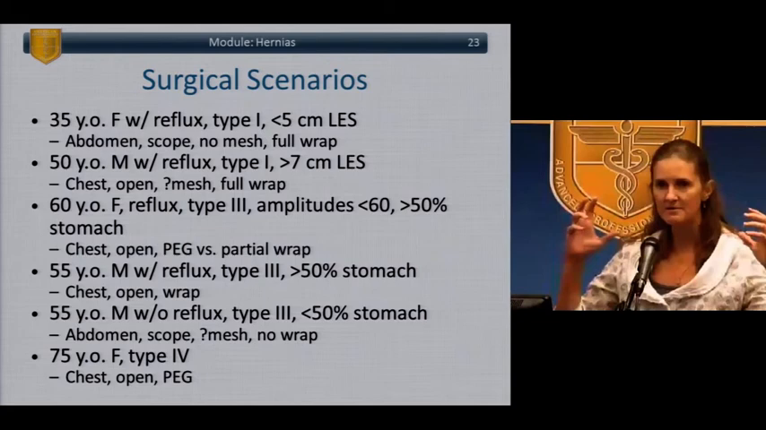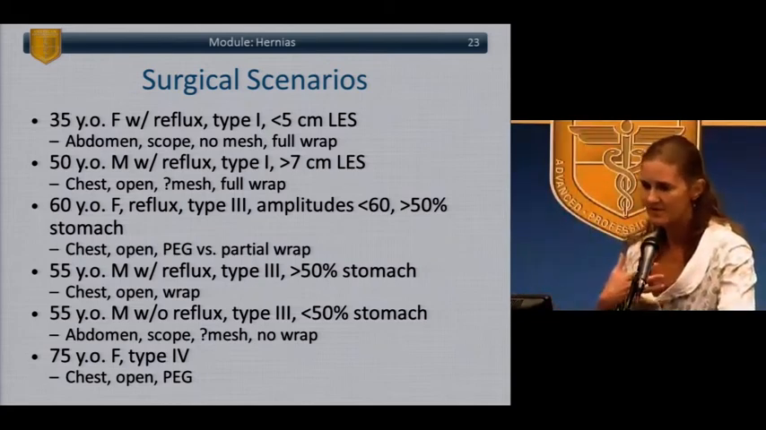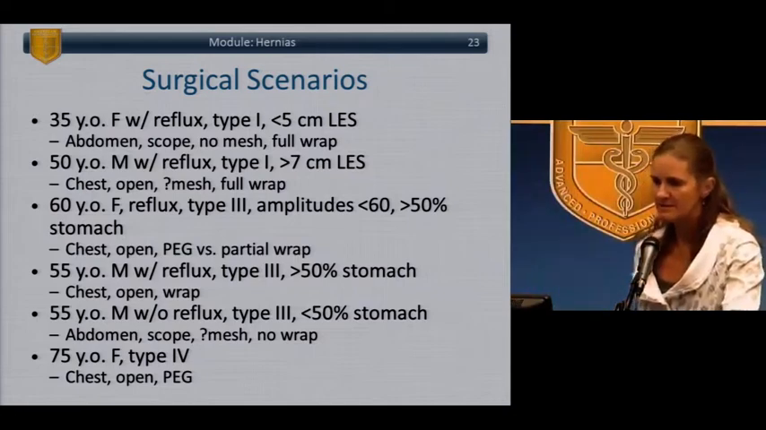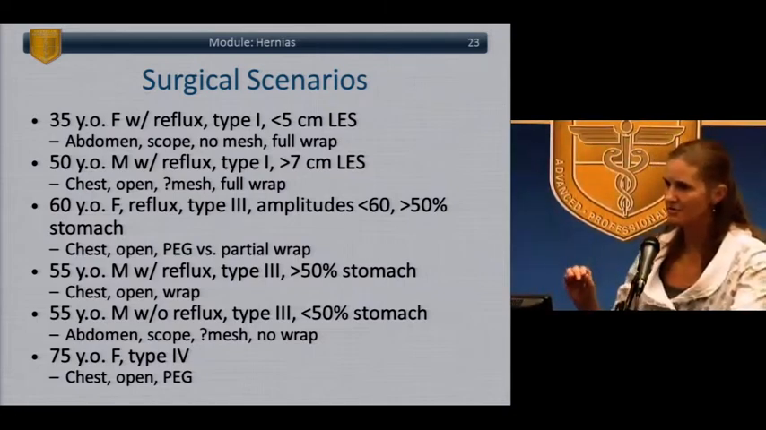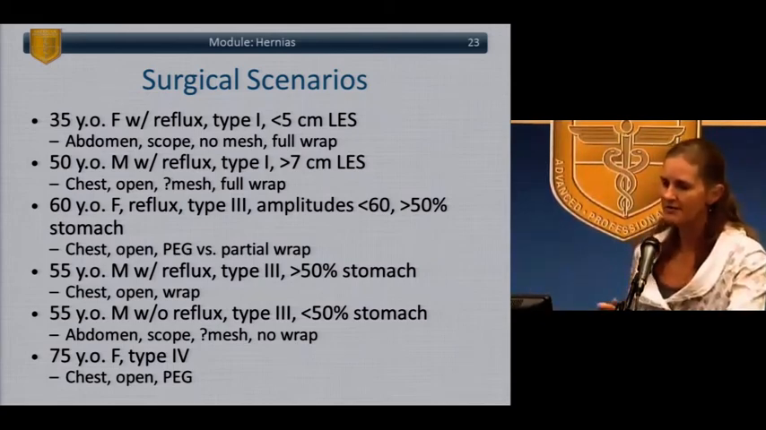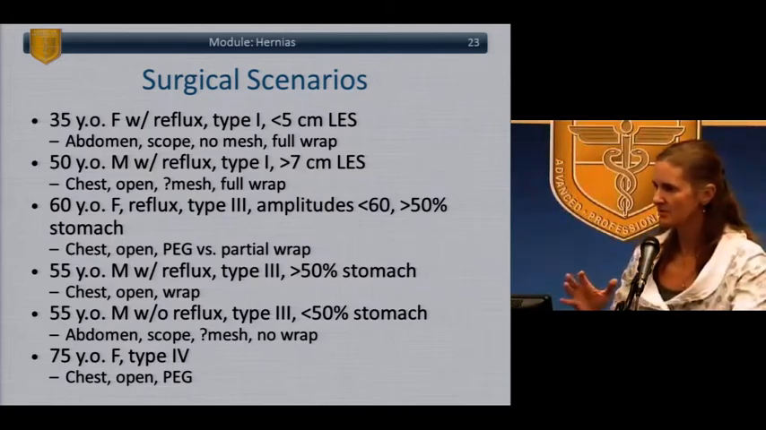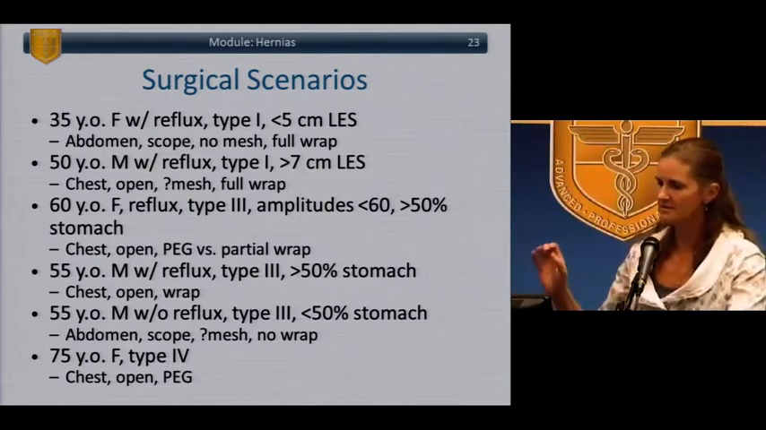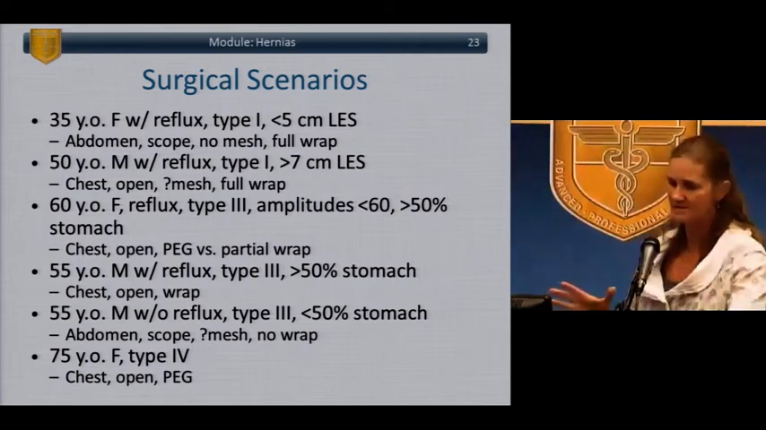Okay, so with these sorts of things in mind, this is a little checklist that I put together for myself that I'm passing along to you. Think about a couple of surgical scenarios. Again, this is not exactly what you might do in practice if you do these all the time. These are things you need to think about if you don't do them all the time, and what the safe surgeon is going to do. A 35-year-old with reflux, a type 1, so this sort of garden variety, where the lower esophageal sphincter is within 5 centimeters.